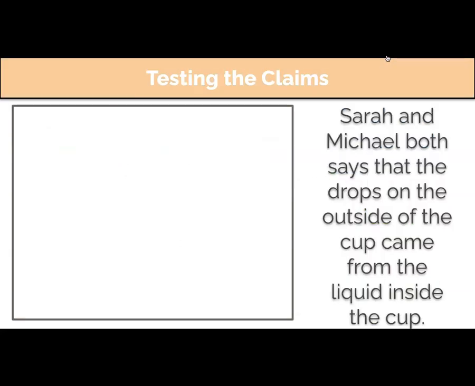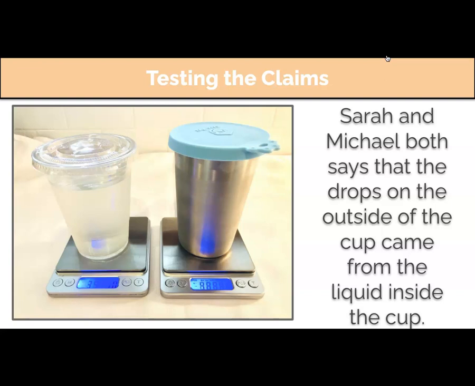And I came up with this idea. I came up with the idea of taking the mass of these systems, to seal off both cups completely on the top so nothing can leave through the top of the cup, and then to take the initial mass of both these systems and then let them sit for 10 minutes and take the final mass. So Sarah's claim is already wrong, but we've already shown that with food coloring. But Michael says that those water drops on the outside are coming from ice cubes inside the cup.